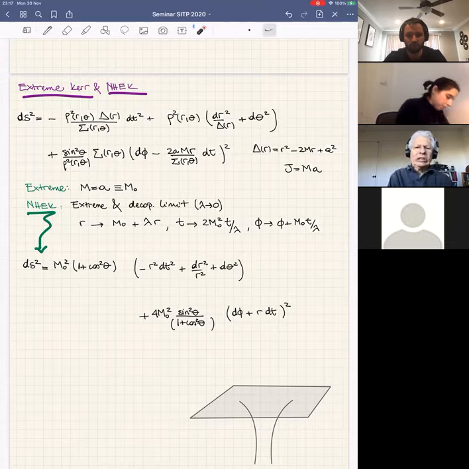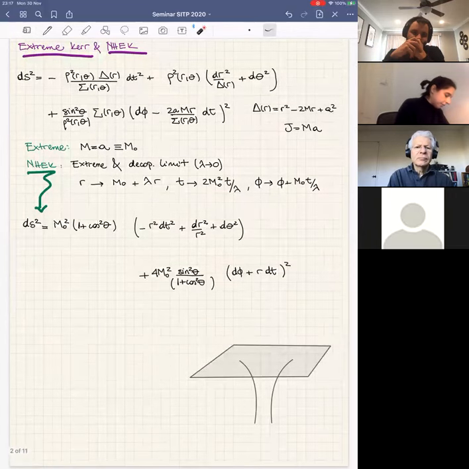The thing that we will care about is that there's an extremal limit for the solution, when m is equal to a, which I'll be calling m naught. At extremality, you can take a decoupling limit of this background. There's a nice paper by Bardeen and Horowitz from the early days of AdS/CFT that shows how to take this decoupling limit. The resulting geometry is called the near horizon of extreme Kerr, the NHEK.